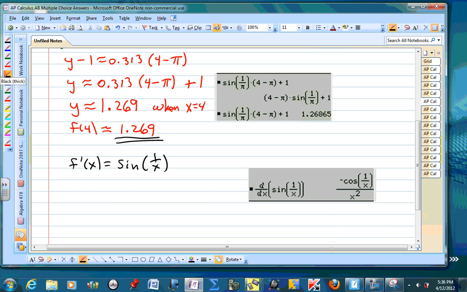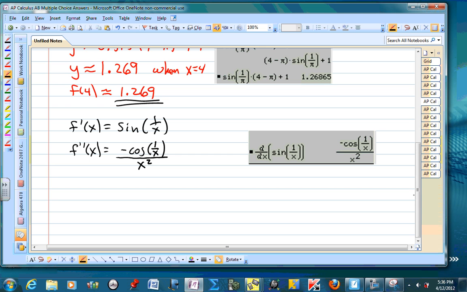So we found our second derivative. F prime prime is the opposite of cosine of 1 over x, all over x squared. And let's determine concavity. Let's see when f prime prime is 0 and when f prime prime is undefined. We can tell right now that f prime prime is undefined when x equals 0. It's not even in the domain of our function because this function was defined for x greater than 0.